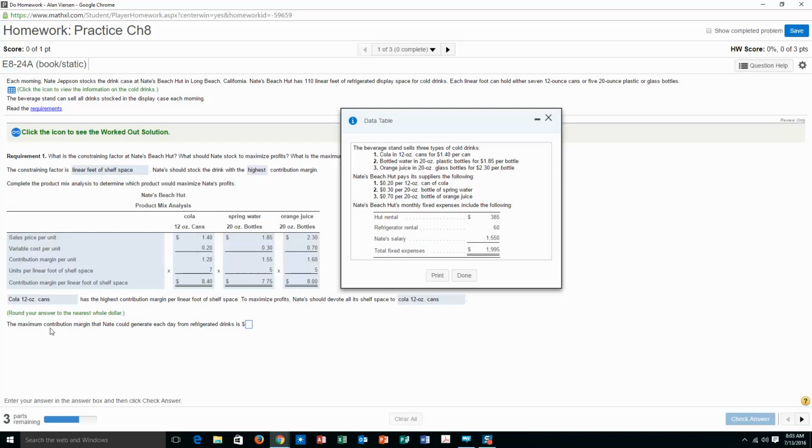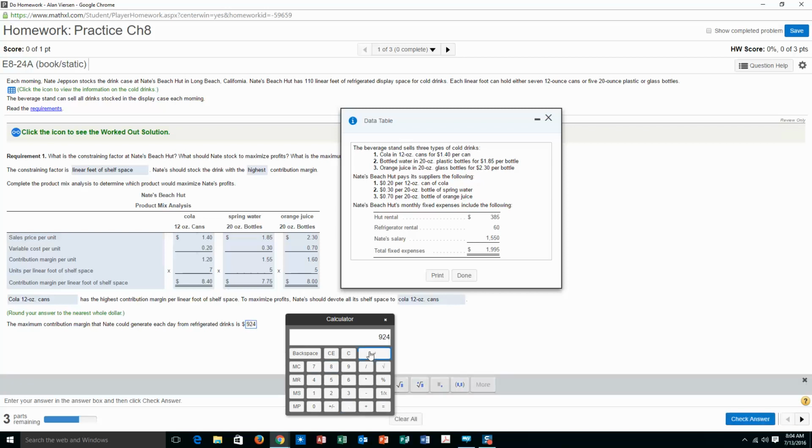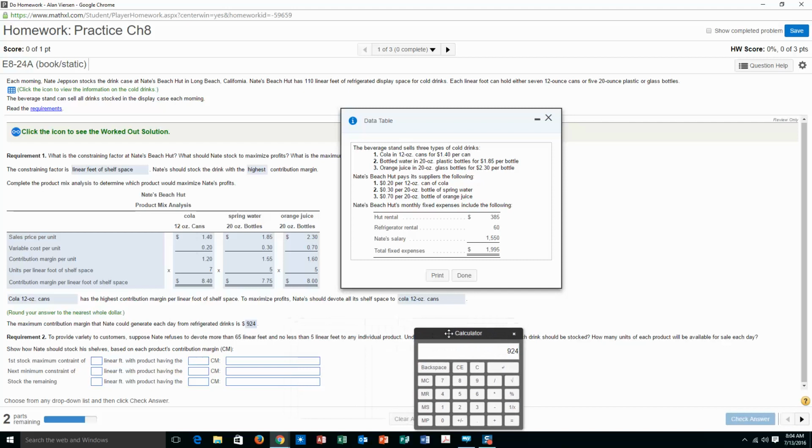The maximum contribution margin for this would be, if I use my calculator, I have 110 linear feet. I'm going to make $8.40 per linear foot, so 8.4. So I would have a contribution margin of $924. Check my answer. Everything's fine up to this point.